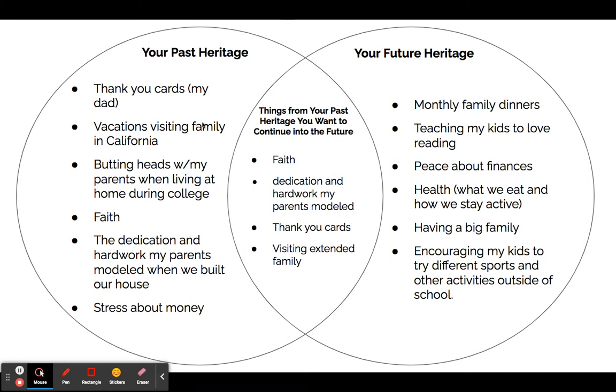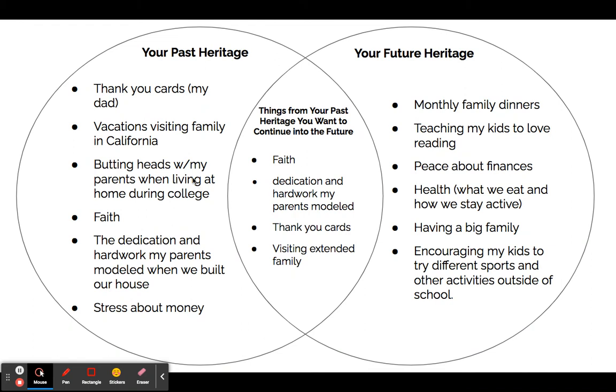I would have vacations almost every single year visiting family in California, which was a really big part of what my parents taught me to value: family time. And again, with heritage, just like the whole single story activity, this is going to be a blend of things that are kind of positive and negative. So something that was a part of my heritage that I didn't really like, I thought was kind of a negative experience.